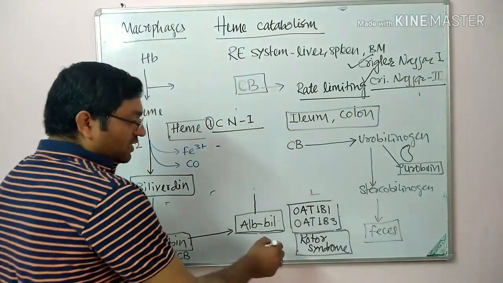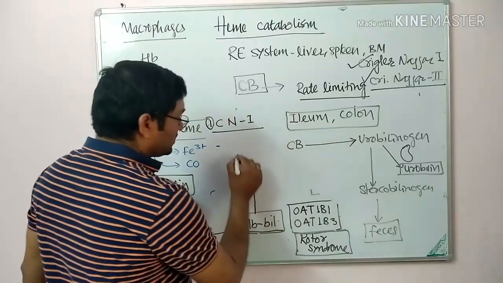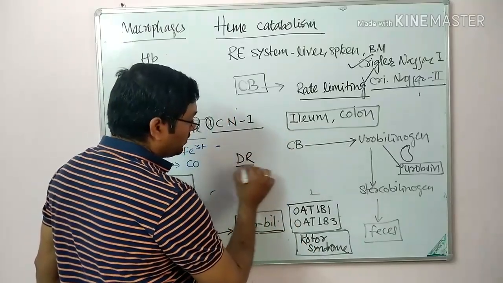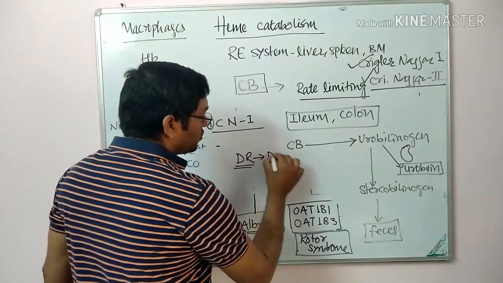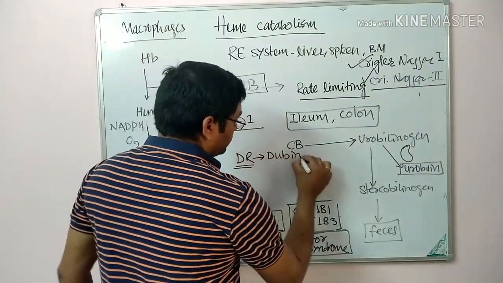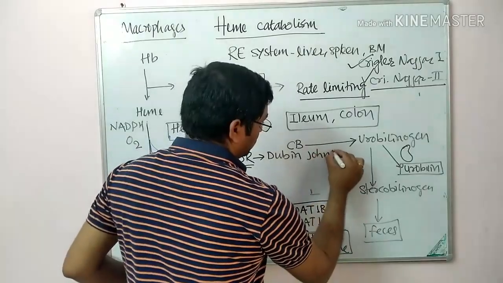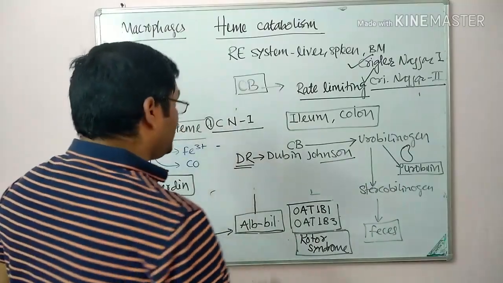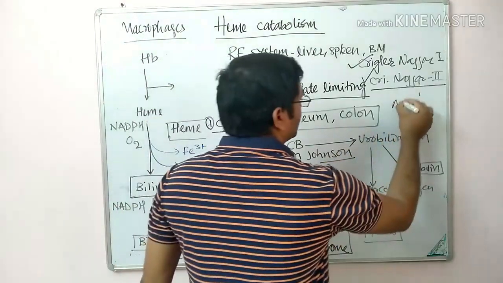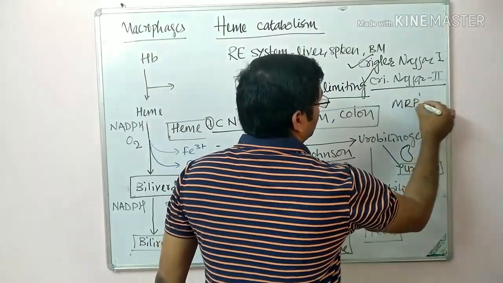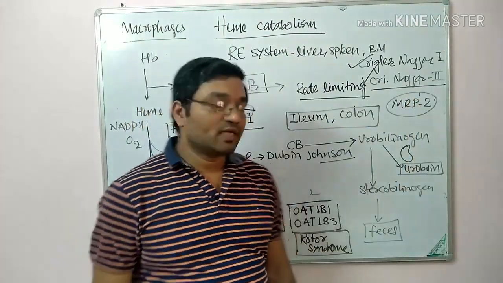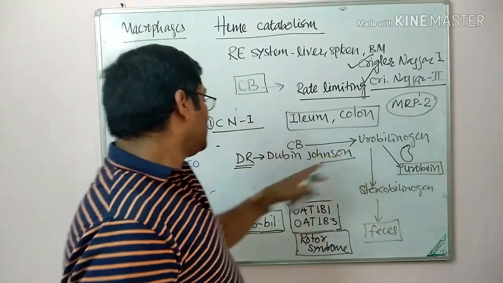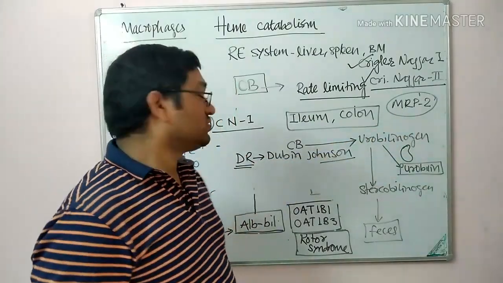Next one is direct hyperbilirubinemia. There are two causes. First one is Dubin-Johnson syndrome. It is due to the mutation in MRP2, that is multidrug resistance protein 2, which secretes bilirubin into the biliary canaliculi, and mutation in this protein leads to the disorder known as Dubin-Johnson syndrome.